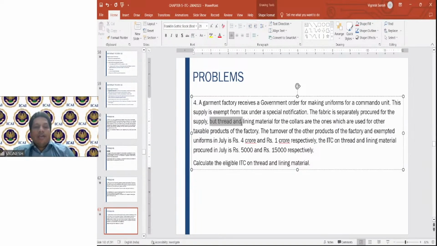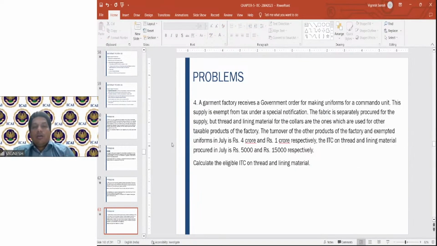So therefore, this clearly implies that this thread and lining material are used for both the taxable supply as well as the exempt supply. Why is it used for exempt supply? Because it is used for the collar, and he is clearly saying that it is used for other products also. So therefore, both these 5,000 and 15,000 are used for both the taxable and the exempt supply. So the common credit here is 20,000. Exempt turnover is 1 crore. Taxable is 4 crores.